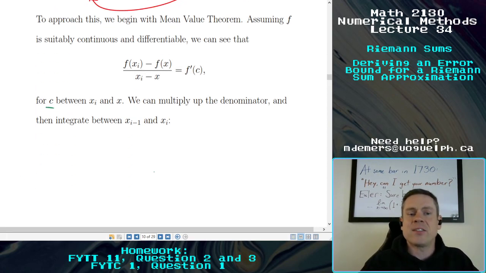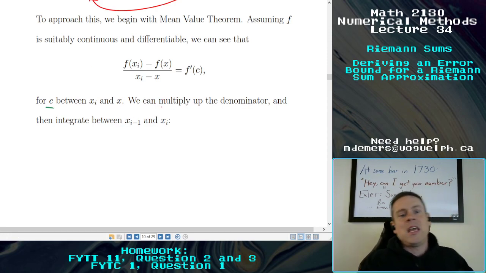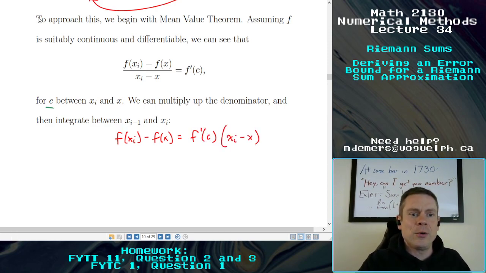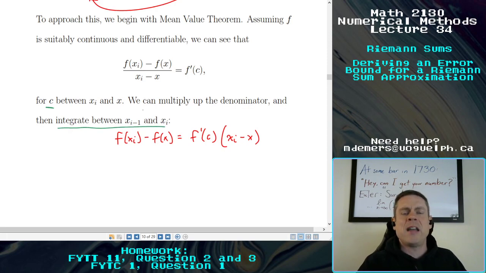Well, we're going to take this and play a little bit, and we're going to see what we can get. If I multiply up the denominator here, we're going to get f of x_i minus f of x equals f prime of c times (x_i minus x). And then we're going to do what is suggested right here and integrate between x_{i-1} and x_i.